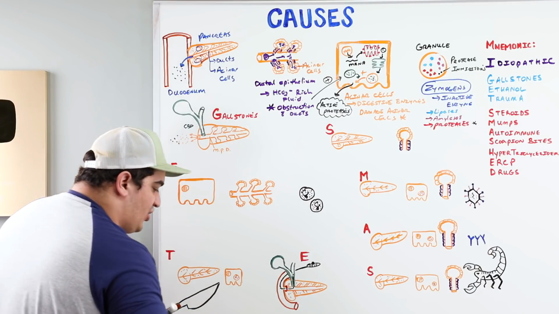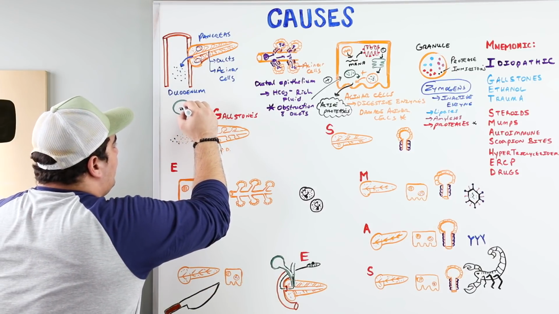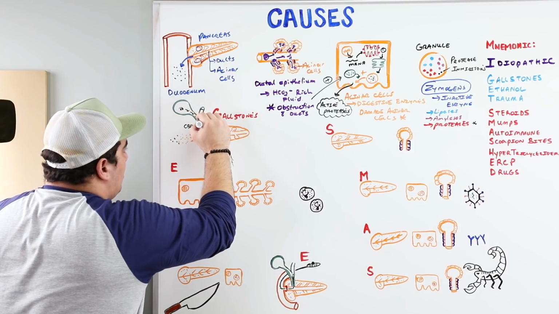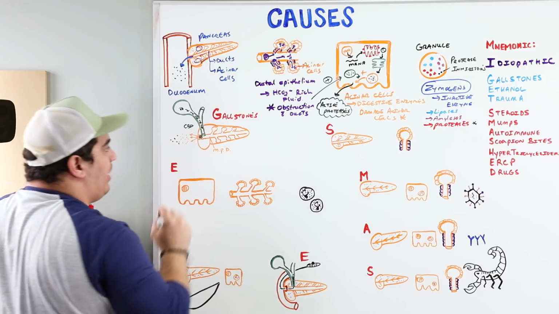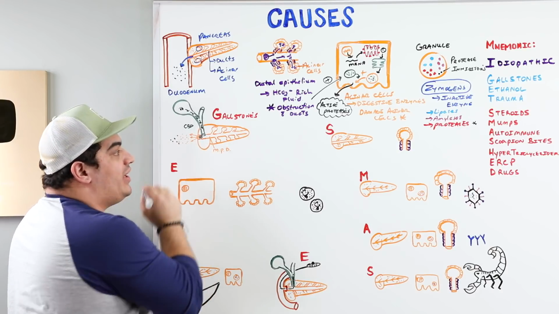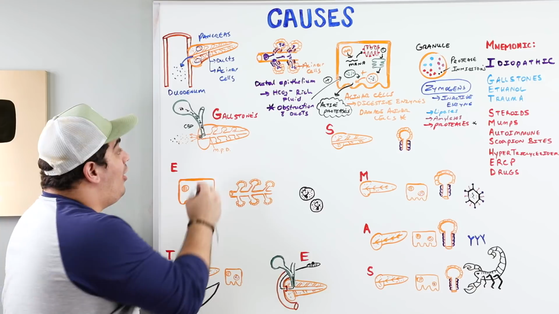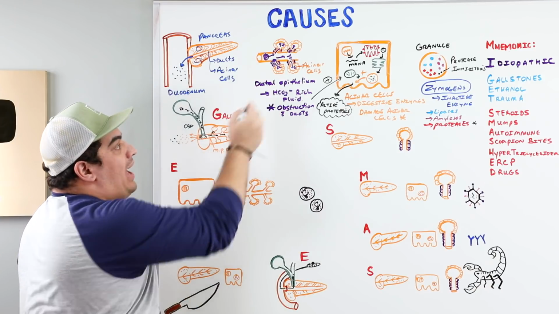What if someone gets a stone? They have a gallstone here. That gallstone pops out, and it gets stuck right here at that hepatopancreatic ampulla. Now, if it gets stuck here, can you secrete all these digestive enzymes out? No. What happens? You start developing an obstruction and a back pressure. What does that back pressure do?